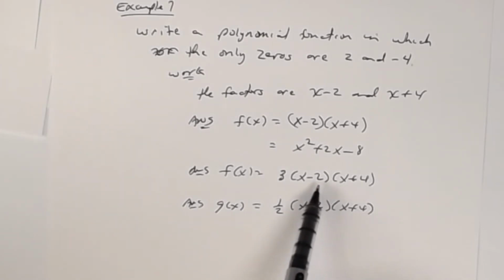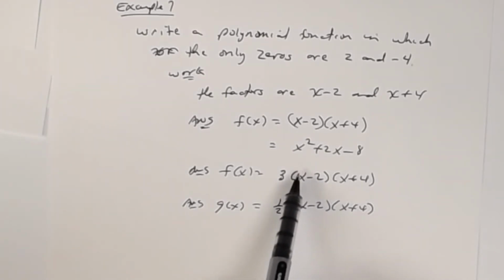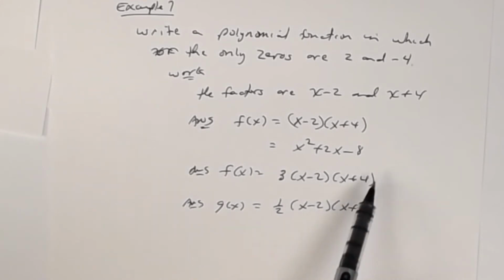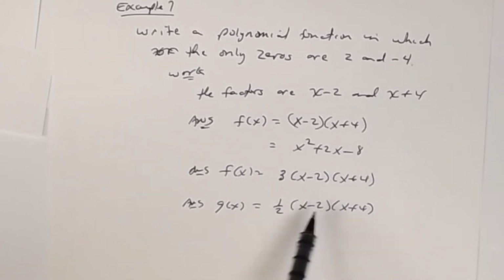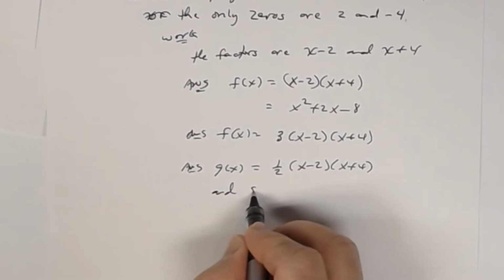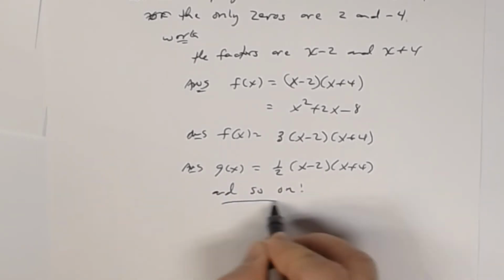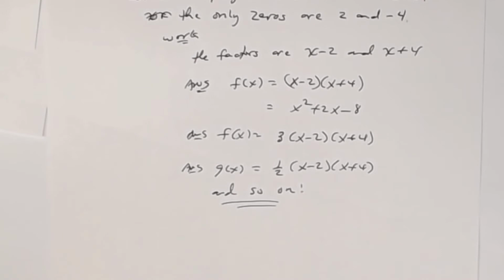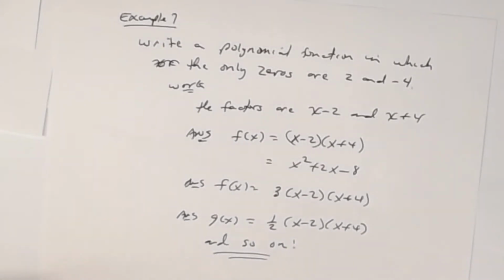All right. So if you set that equal to 0, you're going to get 2. If you set this equal to 0, you're going to get -4 in every case. So there's an infinite number of answers. Okay. All right. Let's look at the next example.